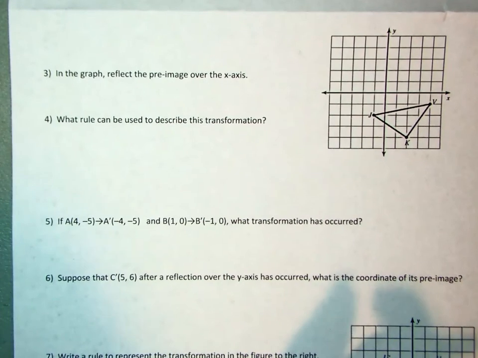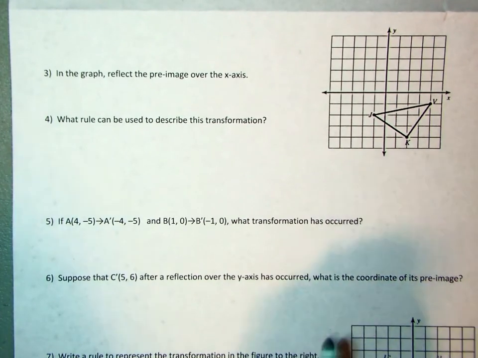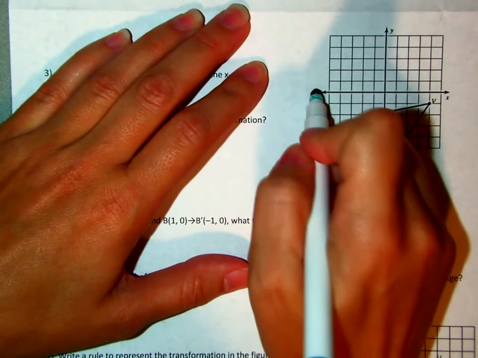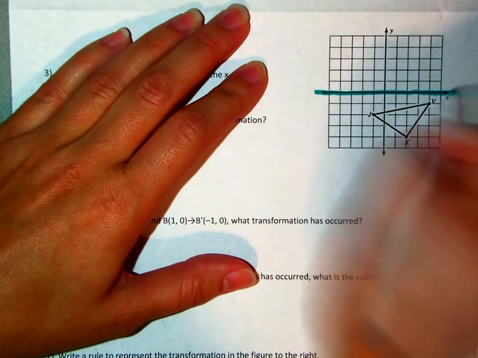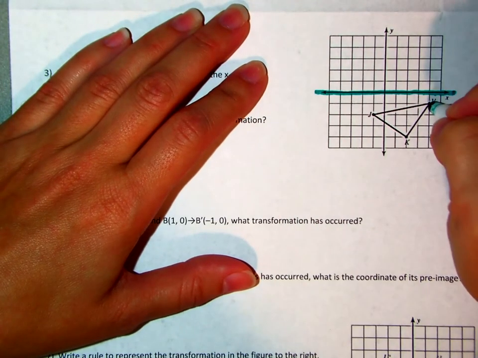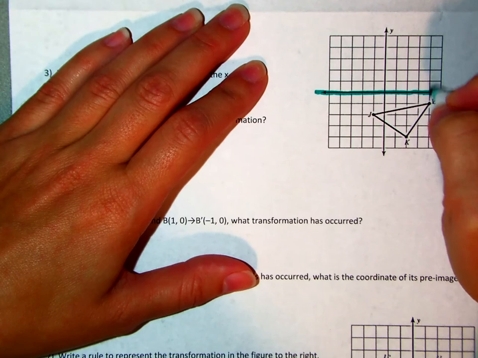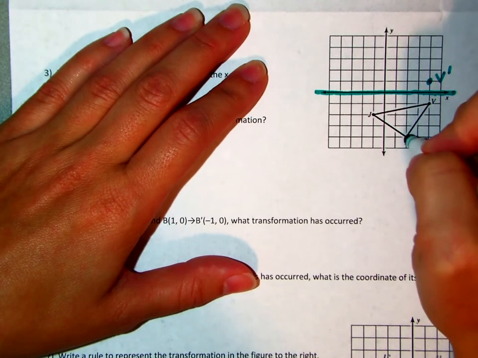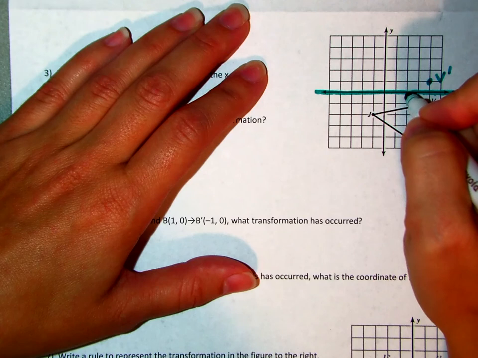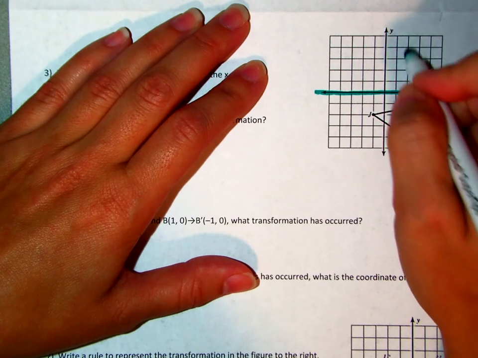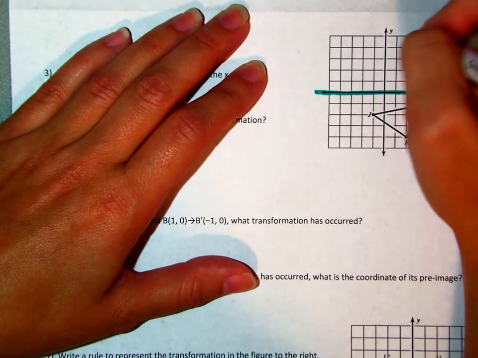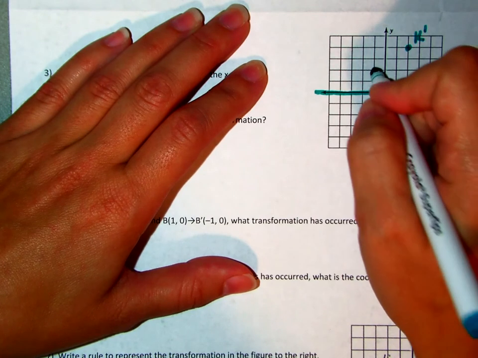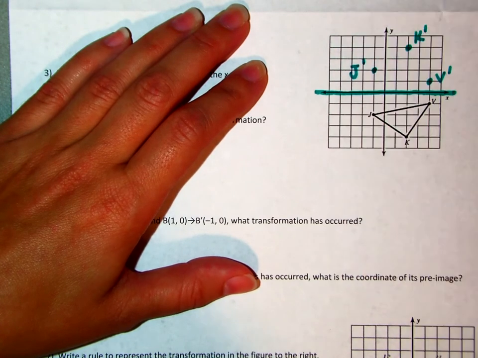In the next two questions, this time we're going to reflect this over the x-axis. So we're going to take this pre-image. This is the axis in which we're going to reflect it over. And again, count. It is 1 unit away from the x-axis, so go 1 more unit. We're going to call that v prime. K is 1, 2, 3, 4 units away, so we go 1, 2, 3, 4 units. That's going to be k prime. J is 1, 2 units away, so we're going 1, 2 units. That is going to be J prime.